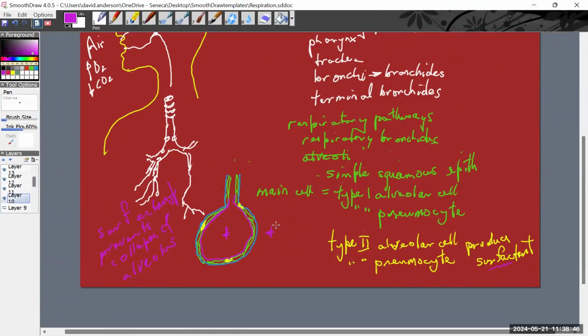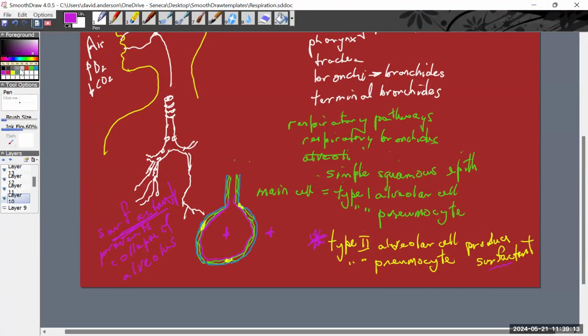And that would mean that with a new breath, you'd have to force it back open. So this surfactant helps to improve efficiency. We love efficiencies. So one of the ways that we can improve the efficiency of breathing is to make sure that we produce surfactant. And that's the role for these type 2 alveolar cells.